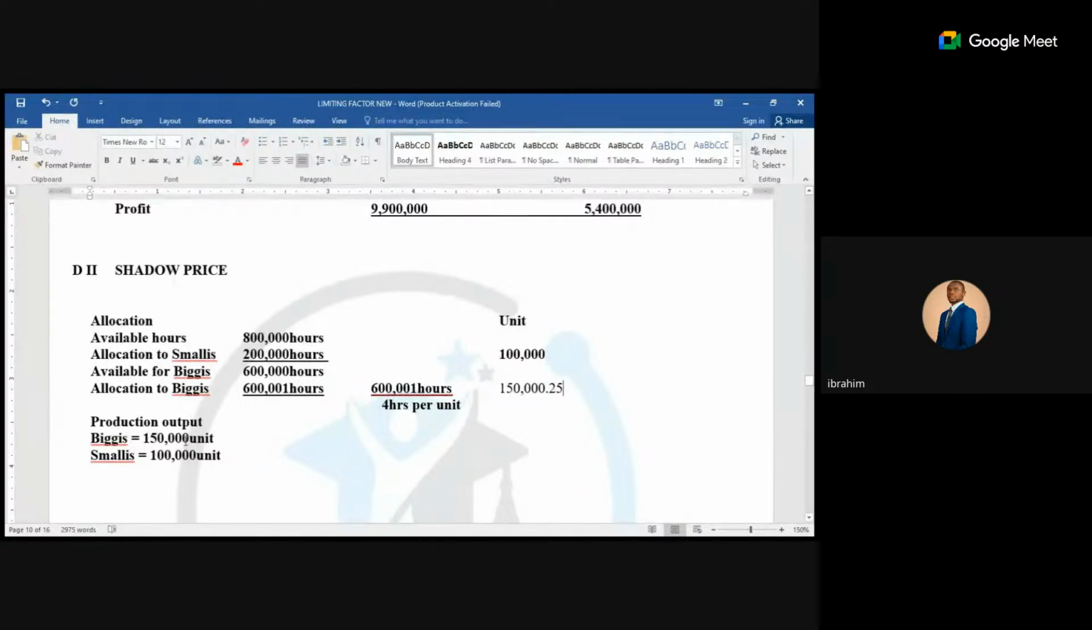Now, for biggies we can have 0.25 coming. Okay, 0.25. Then what will be the resulting contribution as a result of this? What will be the new contribution?